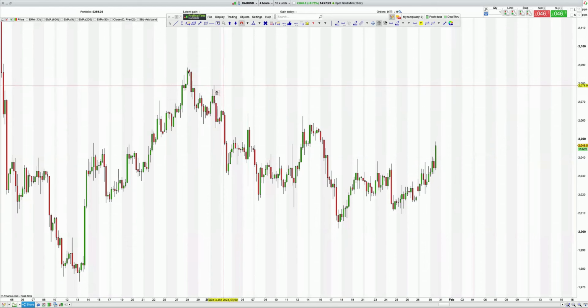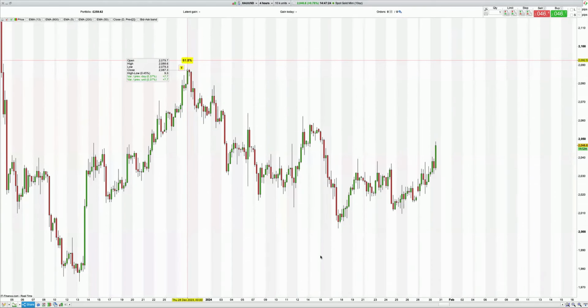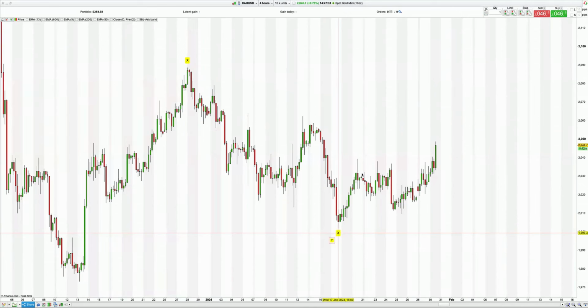We can either use this big swing up here as X or this swing here as X. Ultimately, the pattern is still anchored. So let's just take this guy as X for now. Down here's A, this swing here's B, swing C, up here's D.